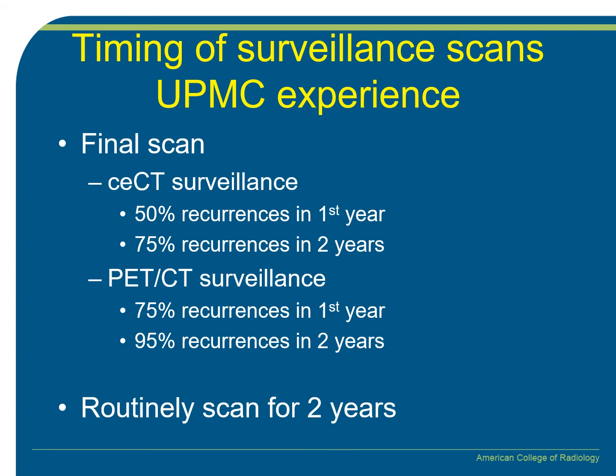We know that PET-CT does much better. 75% of the eventual recurrences will be discovered in the first year and 95% of recurrences in 2 years if you use PET-CT as your surveillance modality. That's a lot of PET-CTs. It's expensive, but boy, does it work. So our recommendation at the University of Pittsburgh is to scan routinely, for us every 3 to 6 months, for the first 2 years. And because we use PET-CT extensively, we know that we're going to get 95% of those recurrences found in those 2 years.